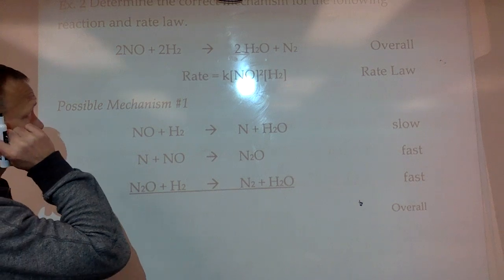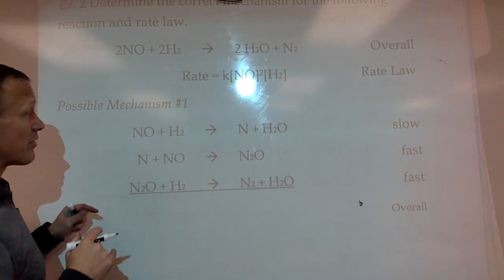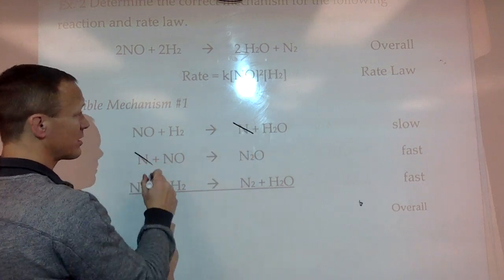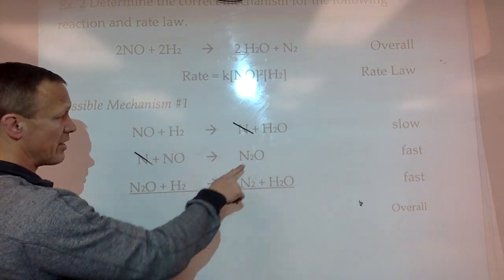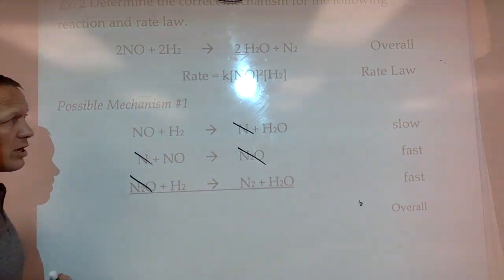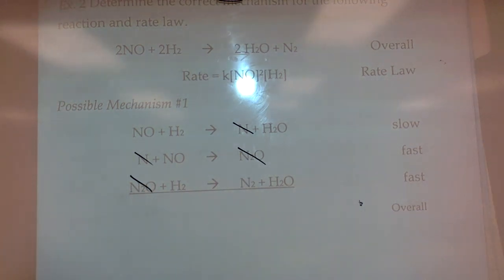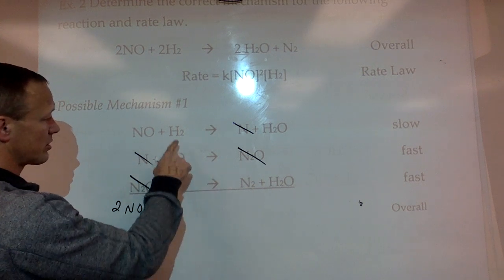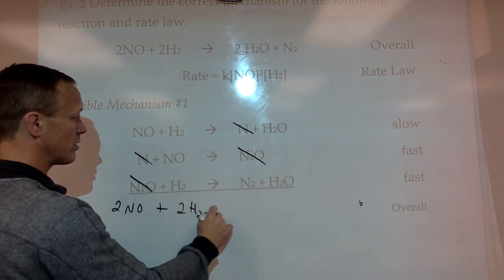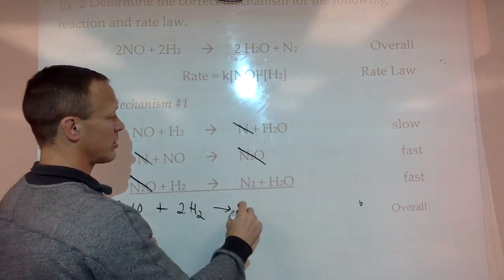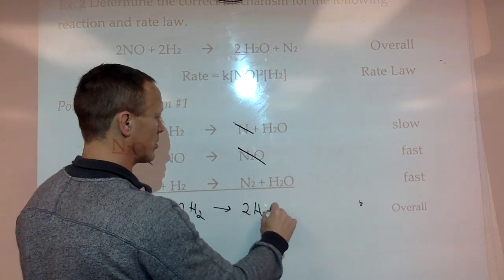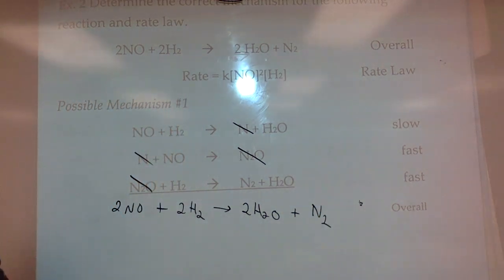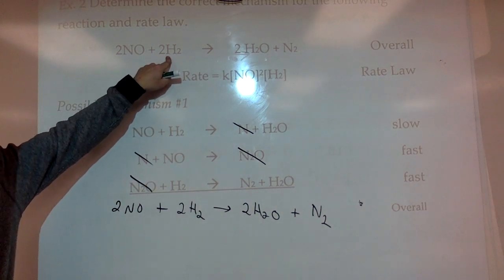So if we look at this, let's get rid of any intermediates and any catalysts if there's any there. So N is produced, N is used, that's an intermediate. N2O is produced here and there. Okay, so our overall reaction is 2 NO plus 2 H2 forms 2 H2O plus an N2. So this is the correct overall reaction.